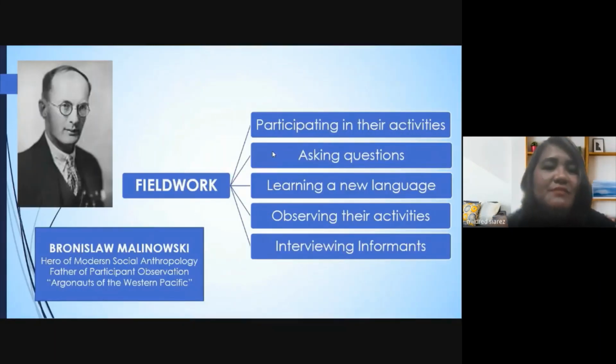The father of ethnography is Bronislaw Malinowski. He popularized participant observation and learning a new language. When you do field work, you have to learn their language. Suppose you study gays, you have to learn their gay language too, the gay lingo. Observe their activities, interview their informants, ask questions, and be with them. Join them wherever they go.